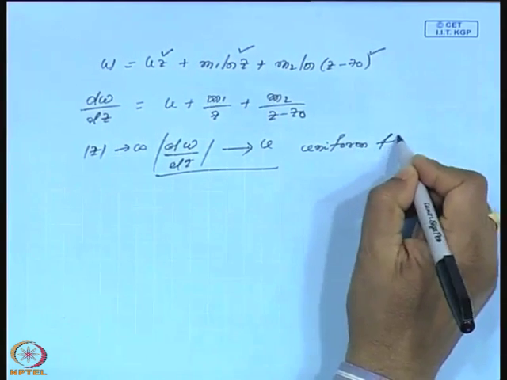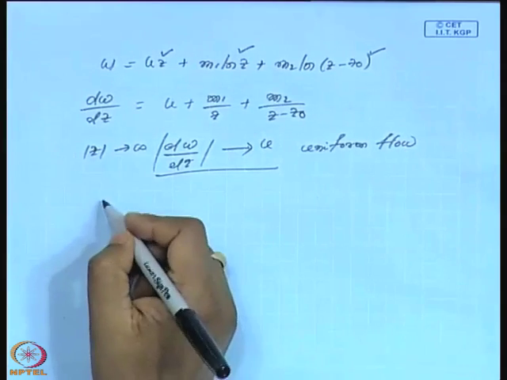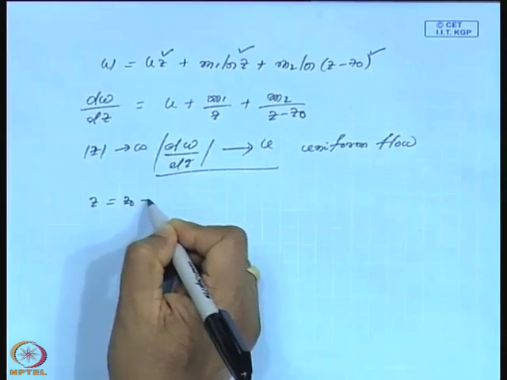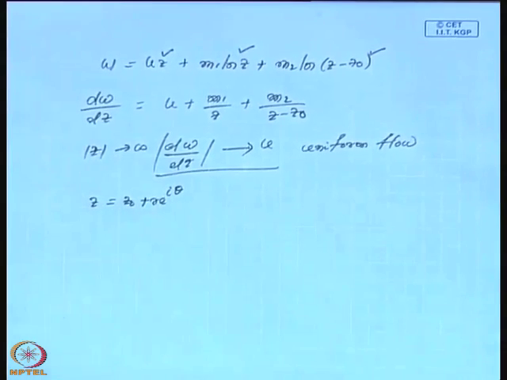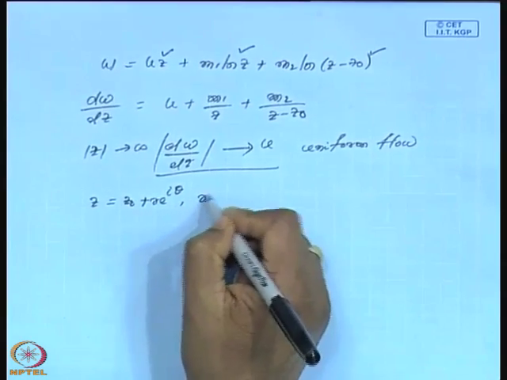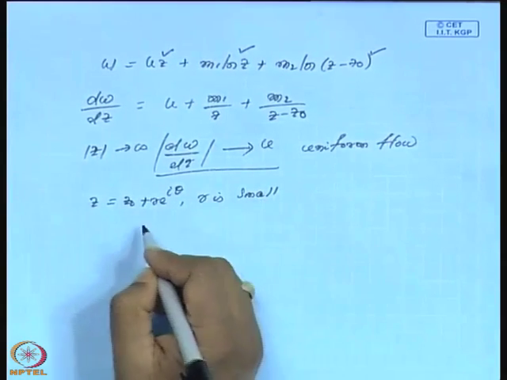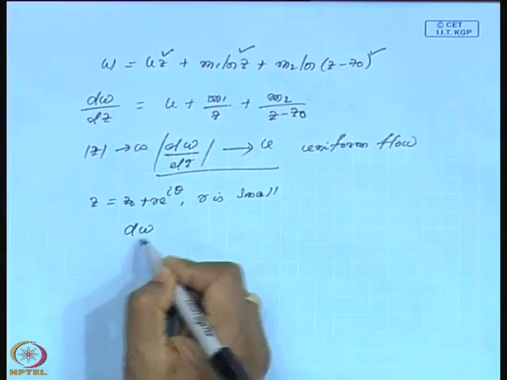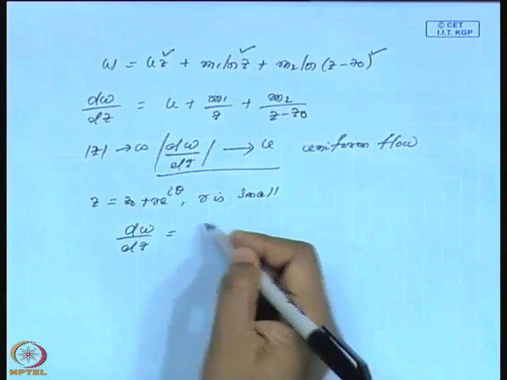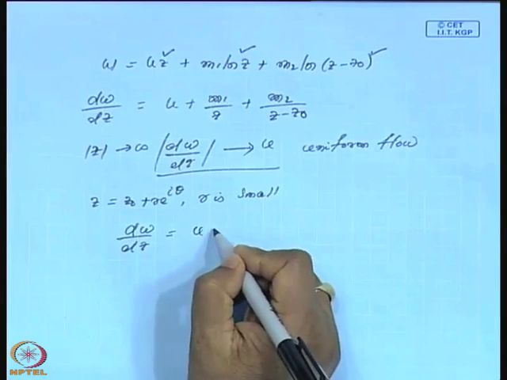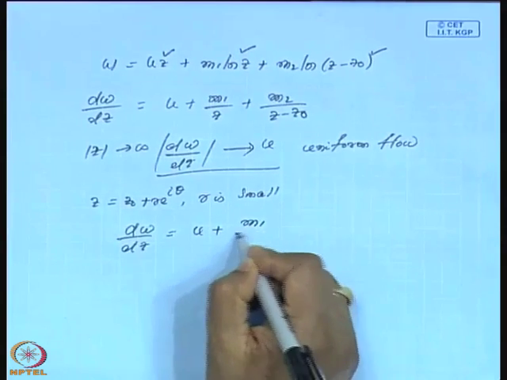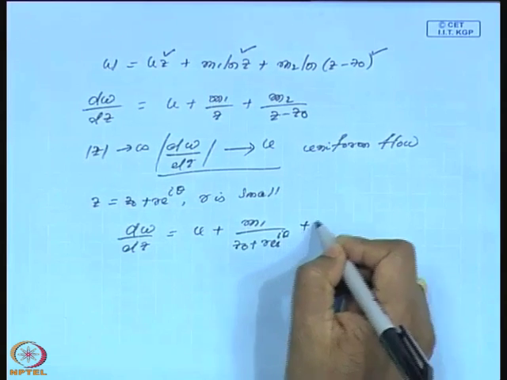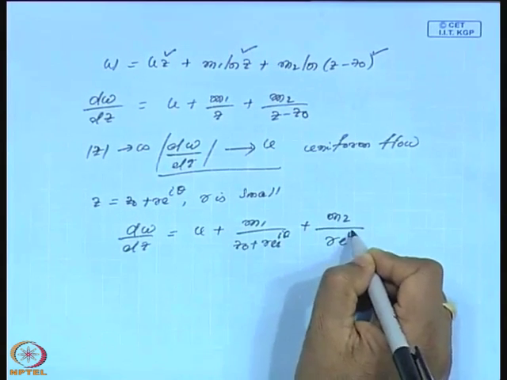It will represent a uniform flow, because at infinity the flow is uniform. Again, what will happen if I put z is equal to z naught plus r e to the power i theta, where r is small? Then I will get dw by dz will give me u plus m1 by z naught plus r e to the power i theta plus m2 by r e to the power i theta.